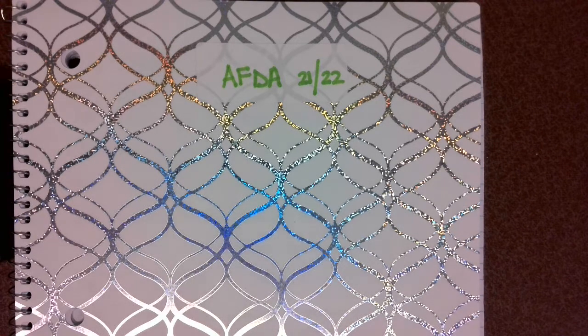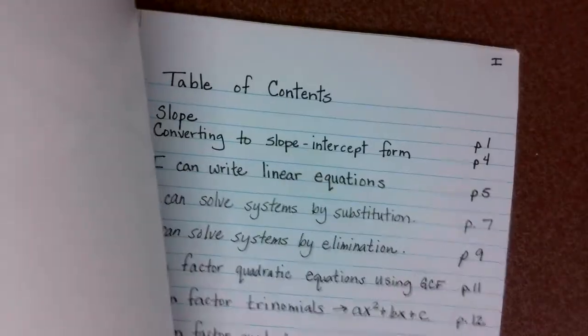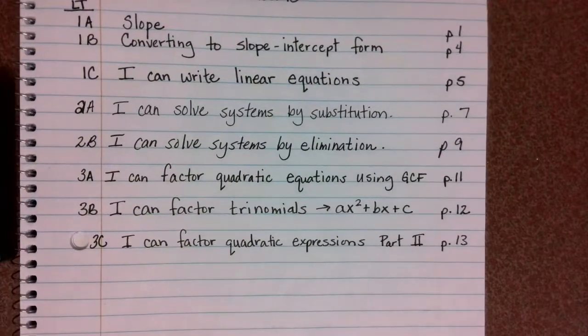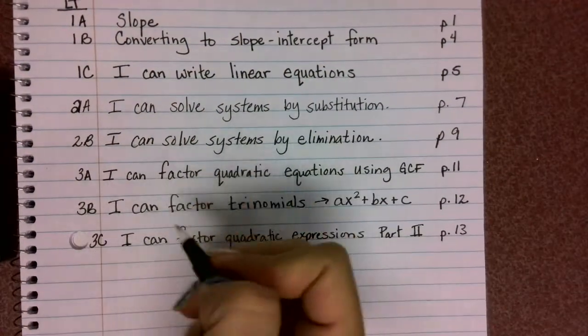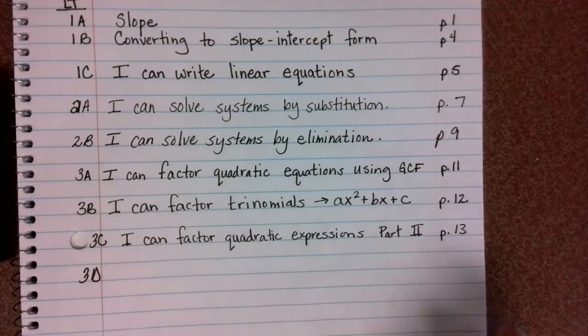All right, guys, get out your notebook. We're going to turn to the first page, which is the table of contents. I'm going to add to it. So we're going to do the last learning target of Unit 3. All right, so in Unit 3, our last learning target is going to be learning target 3D.